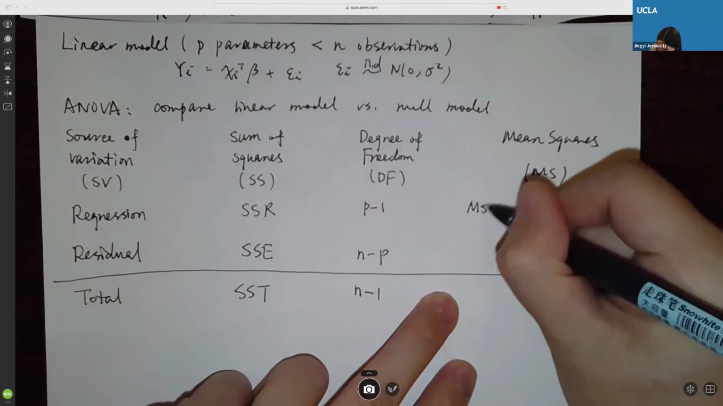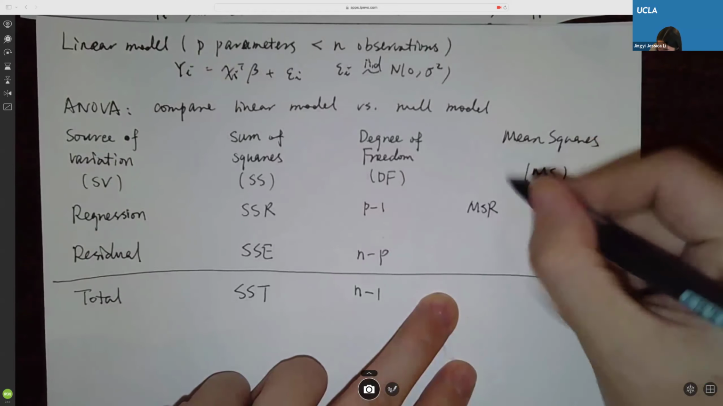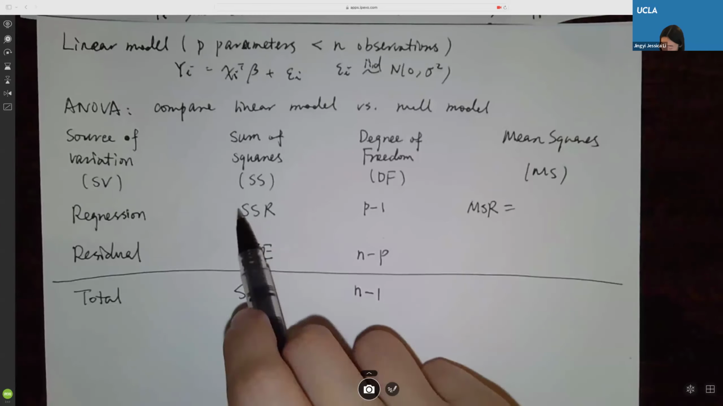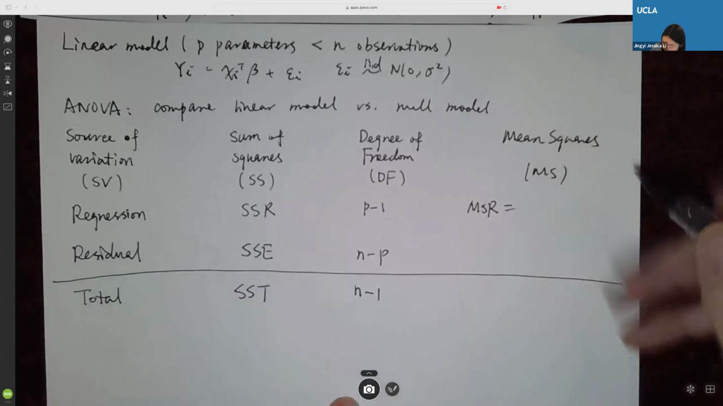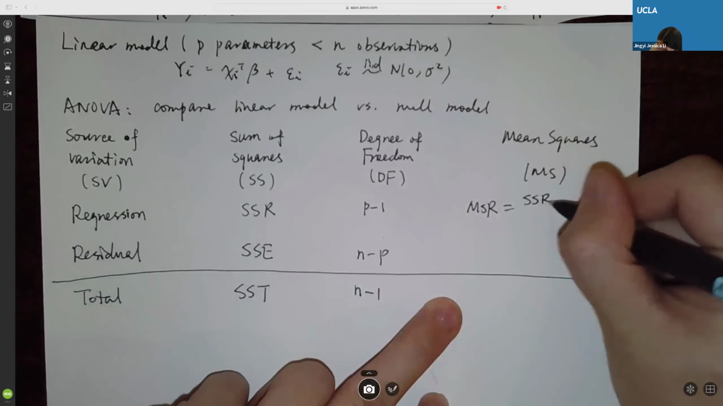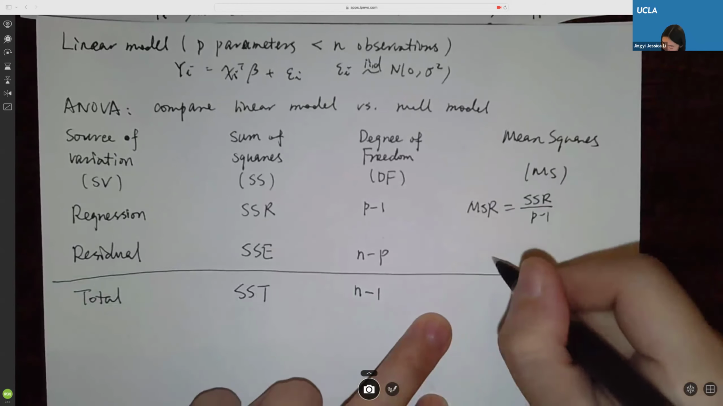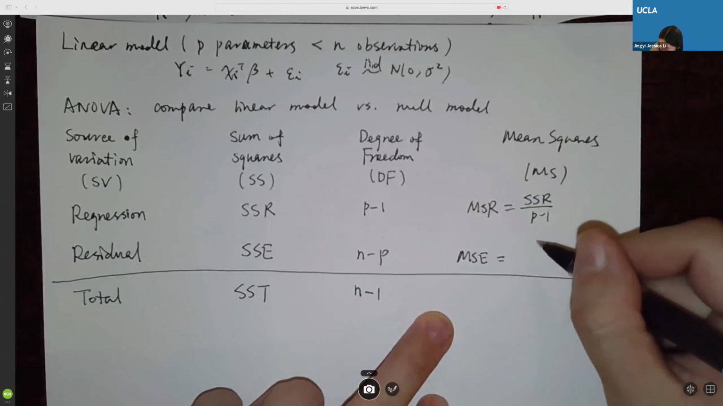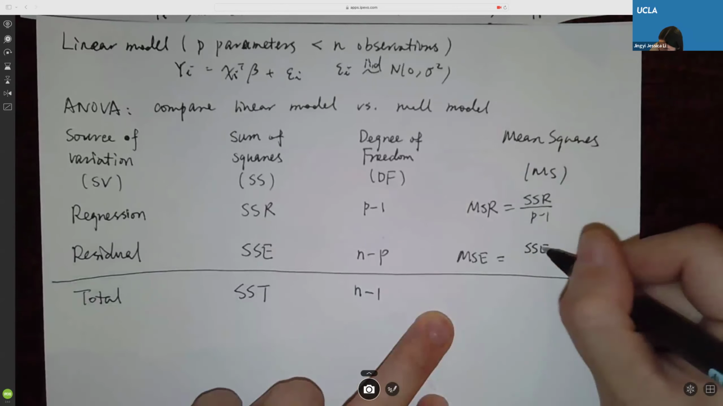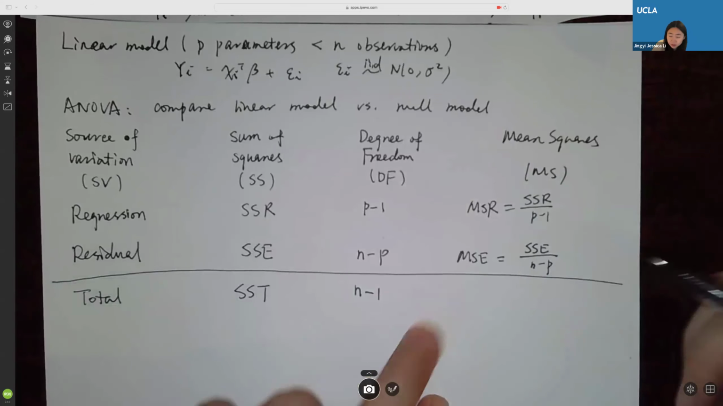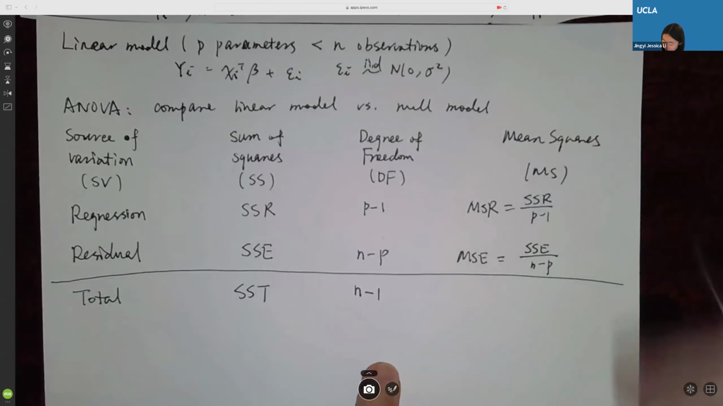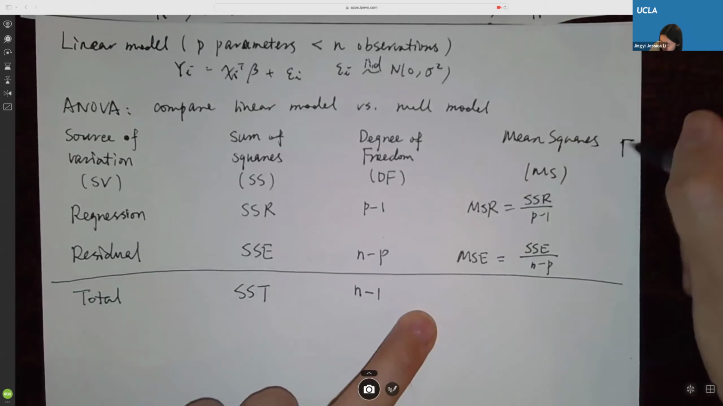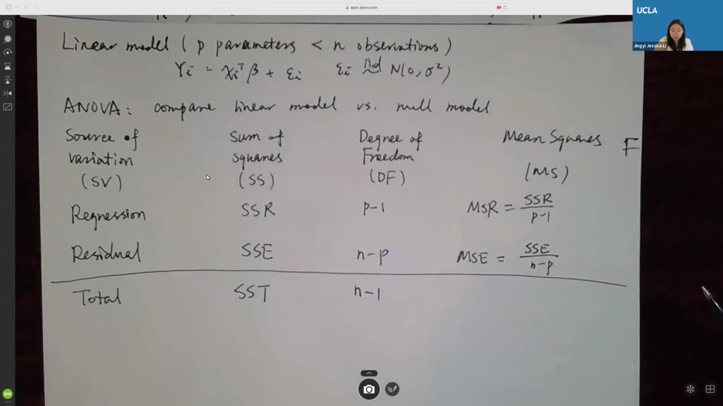So MSR, mean squared regression, is just defined as SS over its corresponding DF. So it is SSR over p minus 1. And this is called MSE, mean squared error, and it's actually SSE divided by n minus p. Okay, and the F statistic, finally, the column F statistic, is just to compare these two.